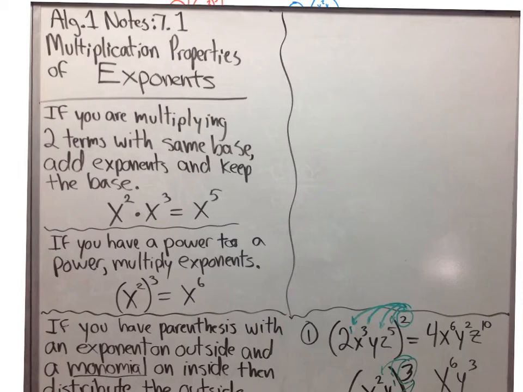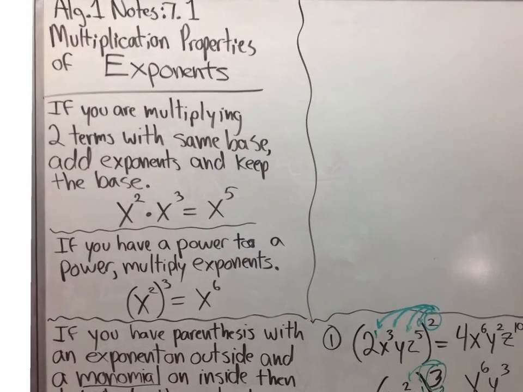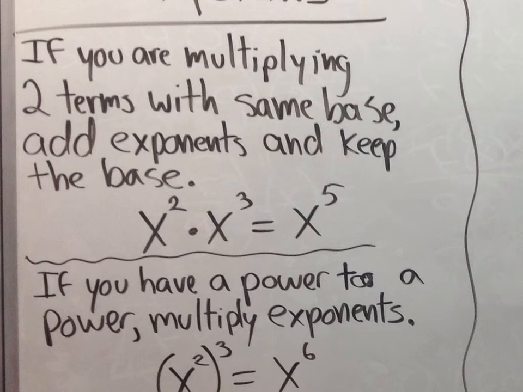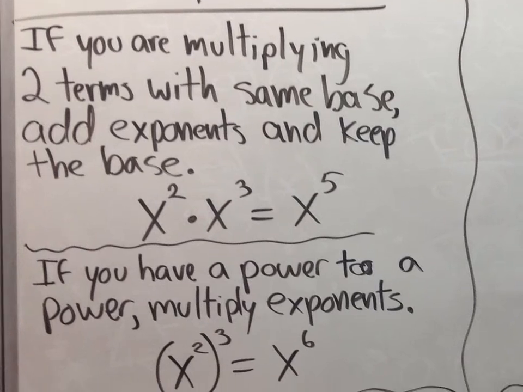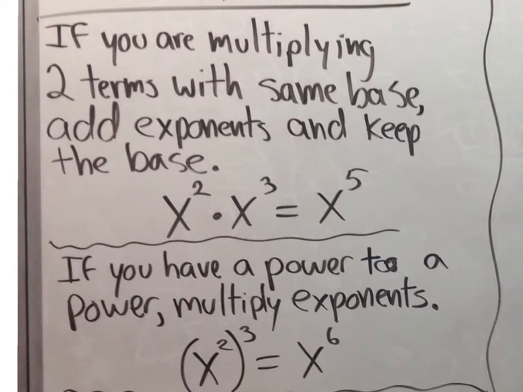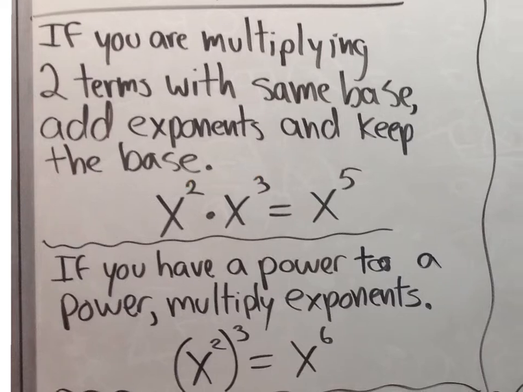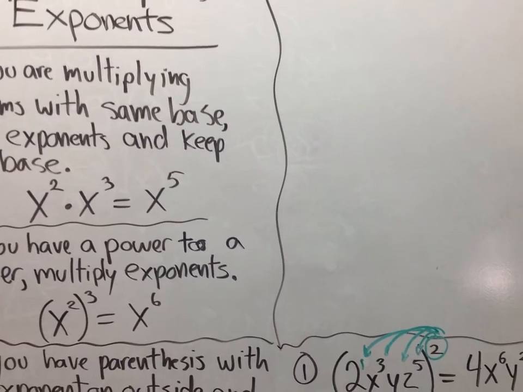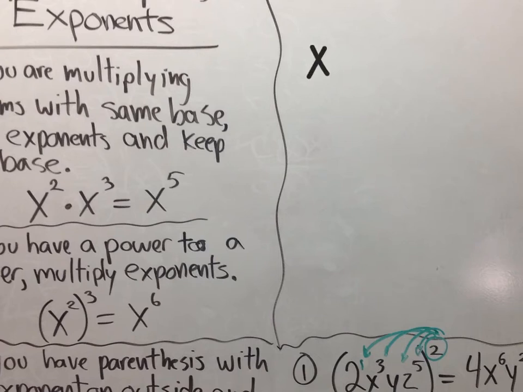So these are the notes that you guys copied in class straight from the board. If you are multiplying two terms with the same base, add the exponents and keep the base. So if you have x squared times x to the third, it's the same base, just add the exponents, keep the base. Now the reason why this is true is because if you think about it, x squared times x to the third, what is that really?